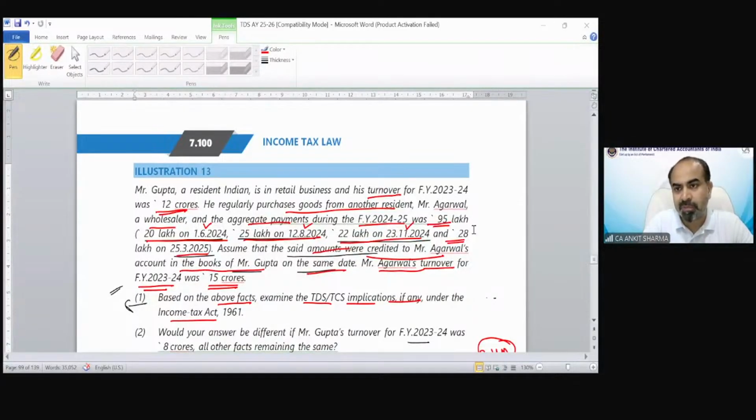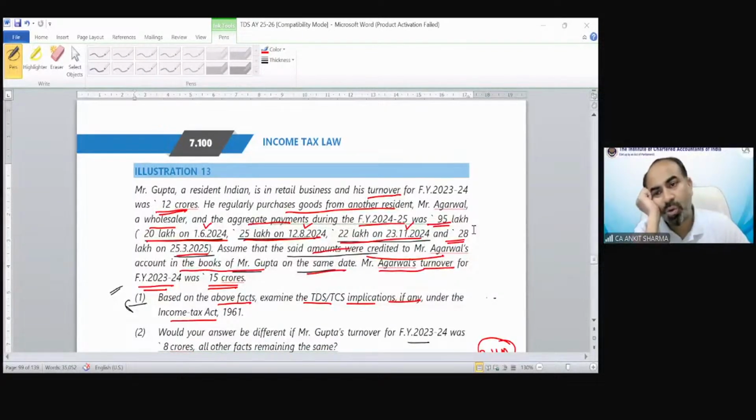Clear, students? So first of all, in the question, we have to identify the applicability of which provision is there. Almost multiple students are saying 194Q, but let me tell you, both. Under which section we are going to deduct TDS or TCS, that's a different thing. But this transaction comprises both kinds of section. First thing is clear.